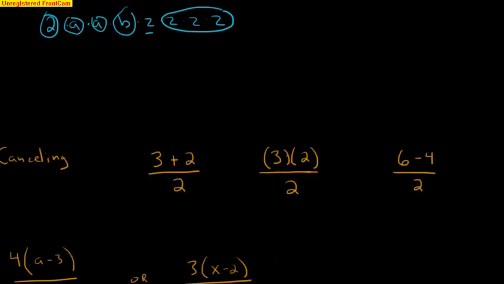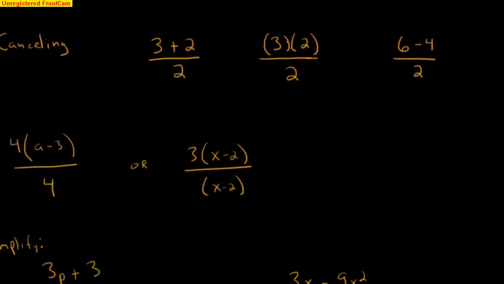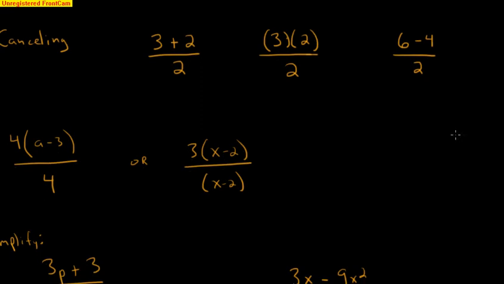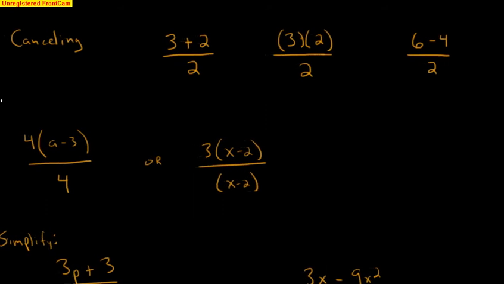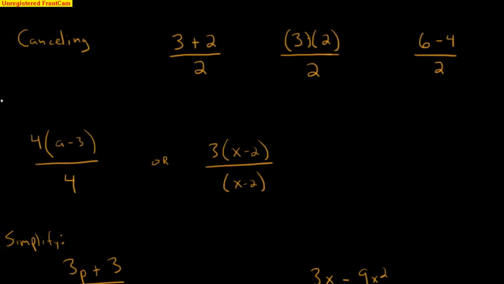So the first part of our lesson is reversing the distributive process. We call that factoring out. The second part is using that and applying it to something, and really we're applying it to canceling.